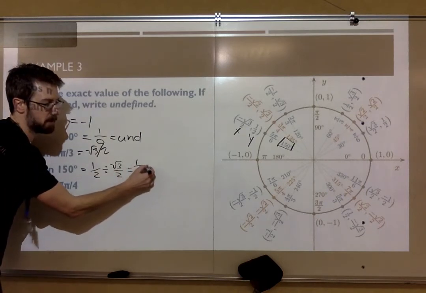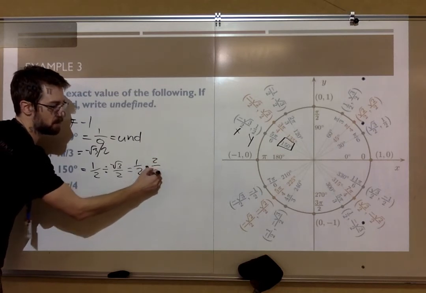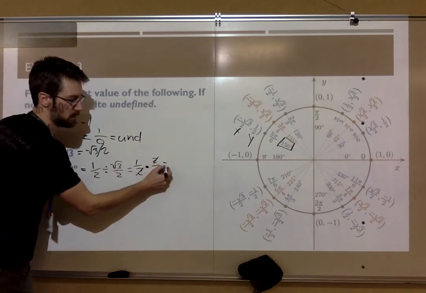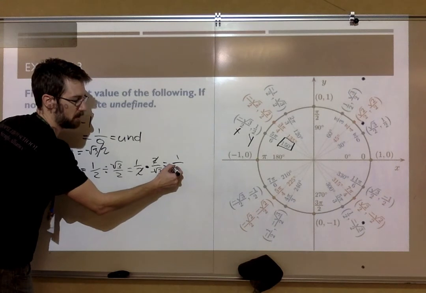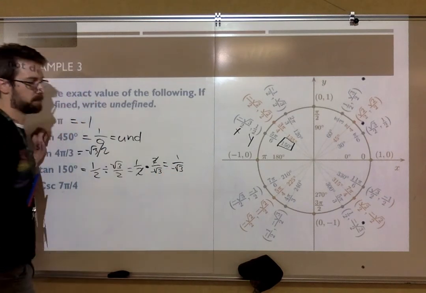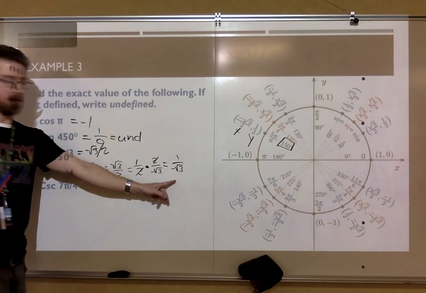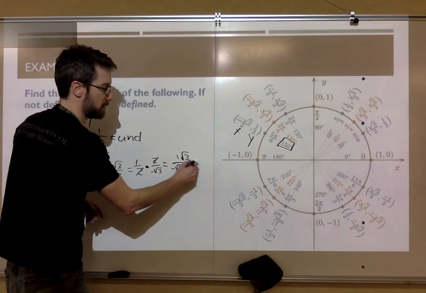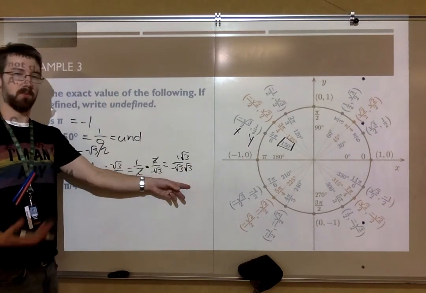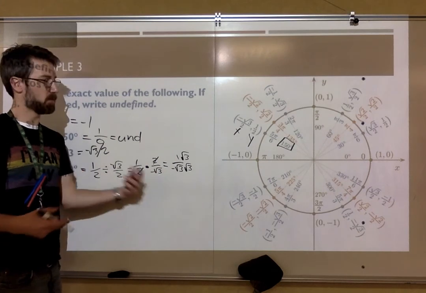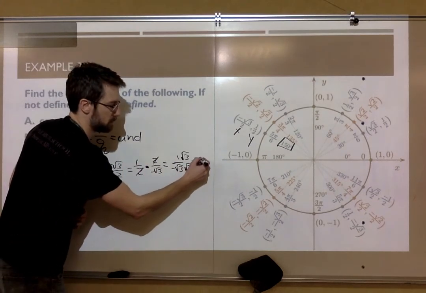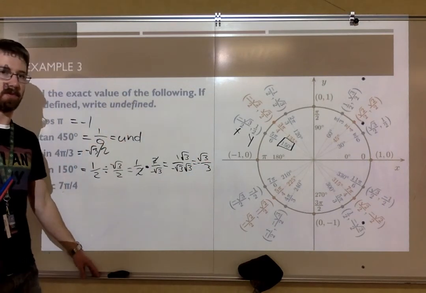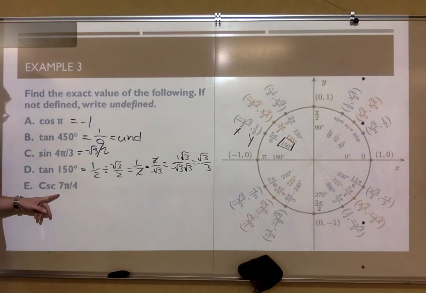So 1/2, change it to times the reciprocal, 2 over √3. The 2's cancel out, and it's 1 over -√3. Now I have to rationalize this for full credit. And I rationalize by multiplying the top and the bottom by √3. √3 over √3 would cancel to 1, so I'm not changing the value of this, I'm just changing the way it looks. So -√3 over 3. And our last one, cosecant of 7 pi over 4.